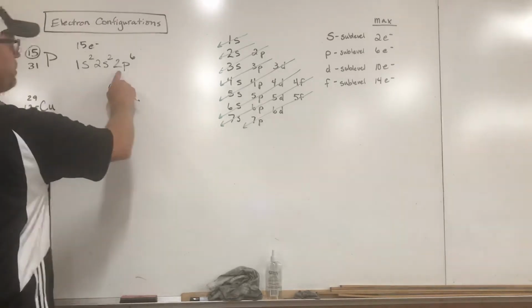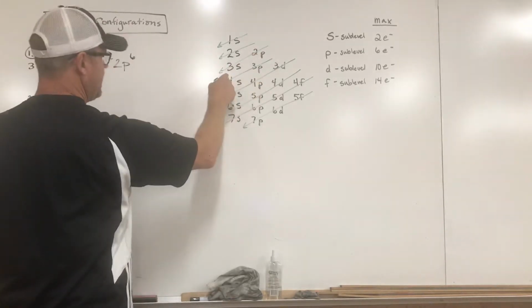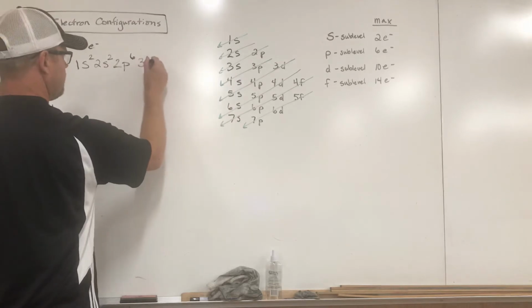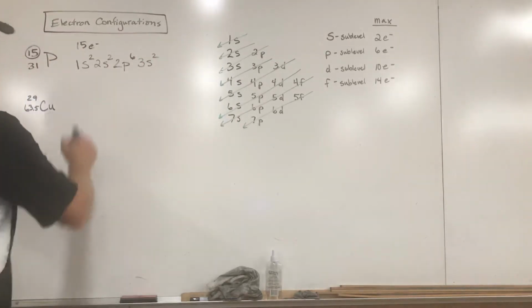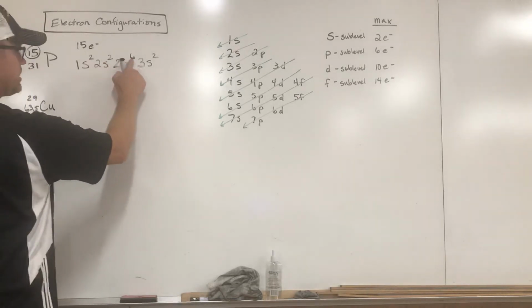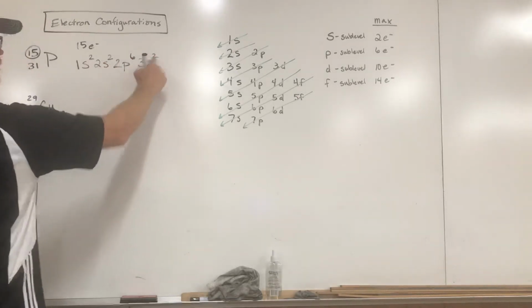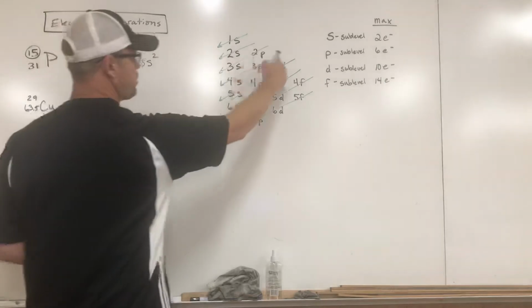After 2p fills up, then 3s is going to fill up. And an s can hold 2. So now I've got 2, 4, plus 6 is 10, plus 2 is 12. After 3s comes 3p.